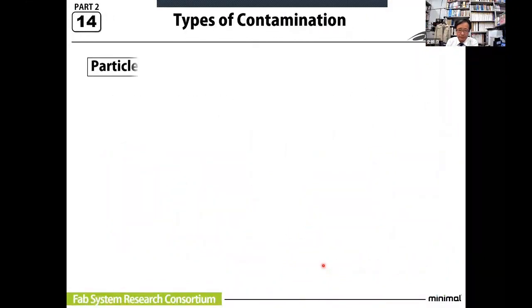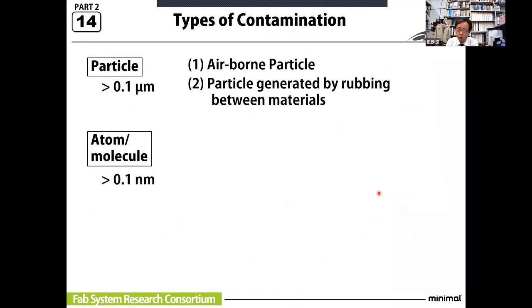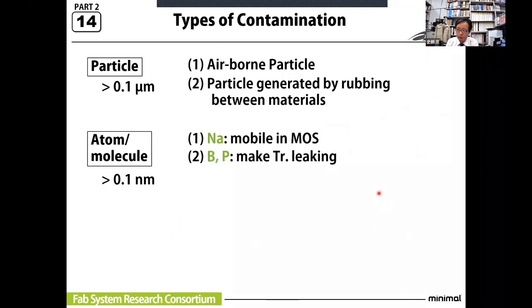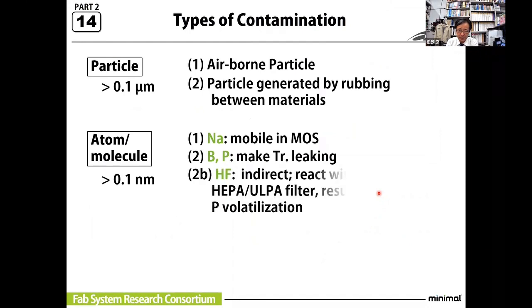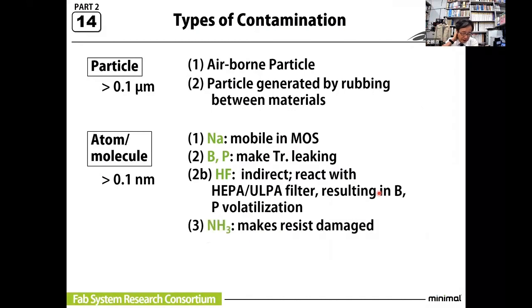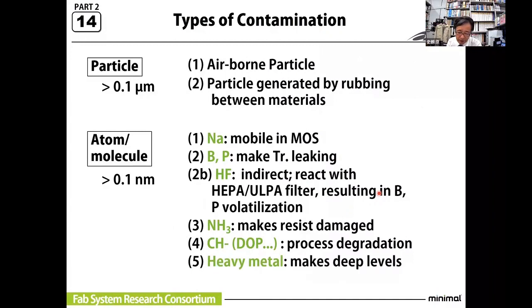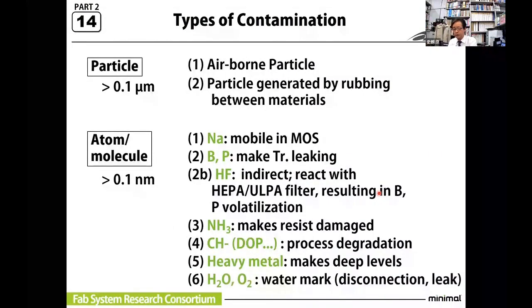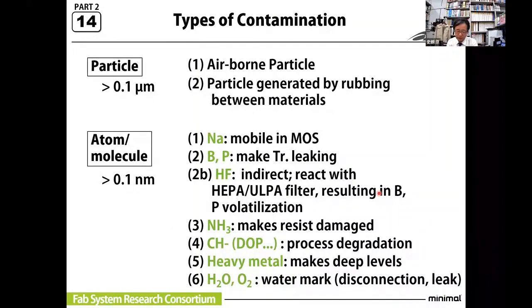And also, let's go to the details of the contaminants. The first one is, as I told you, sodium. The second one is boron, phosphorus. The related material is HF, hydrofluoric acid. And the third one is ammonia. And the fourth is DOP or organic materials, and heavy metals, and H2O too. So I will explain one by one from now on.